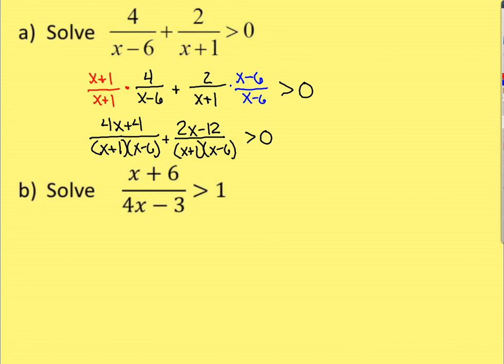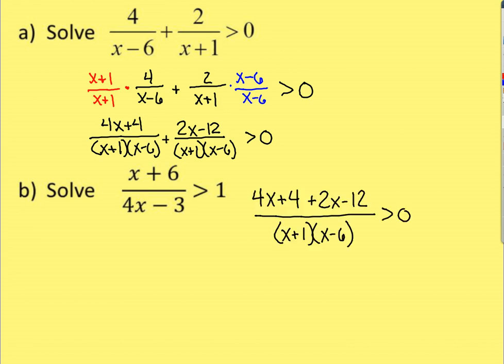Now, since we have common denominators, we can add the numerators together. So when we add it together, it's going to become one large function. Now we just need to combine like terms. So when we combine like terms, we're going to end up with 4x plus 2x gives us 6x, and negative 12 plus 4 is going to give us a negative 8. So 6x minus 8 all over x plus 1 times x minus 6 is greater than 0.